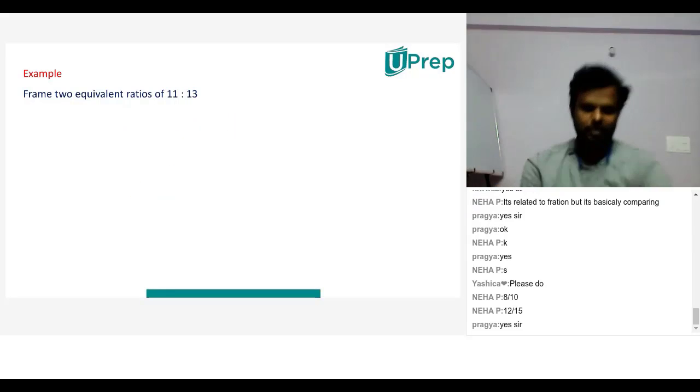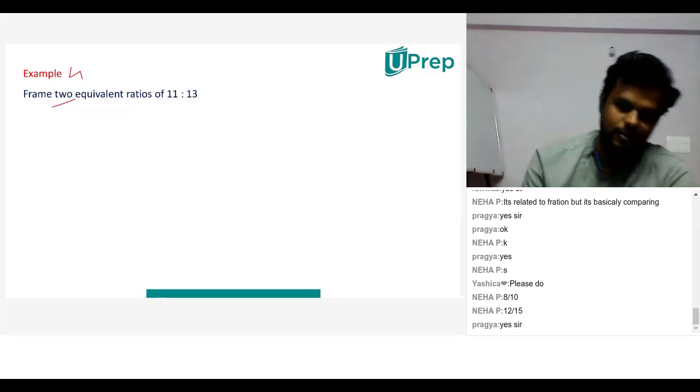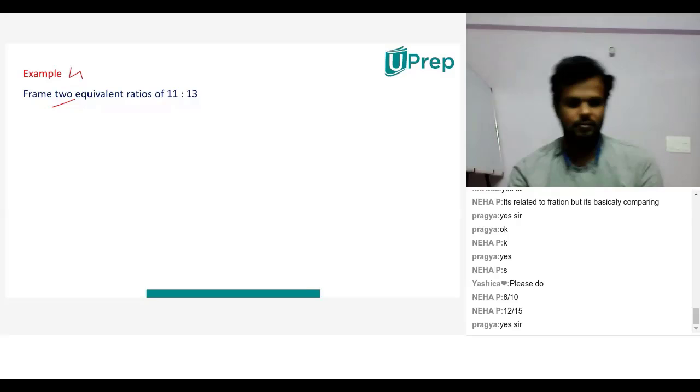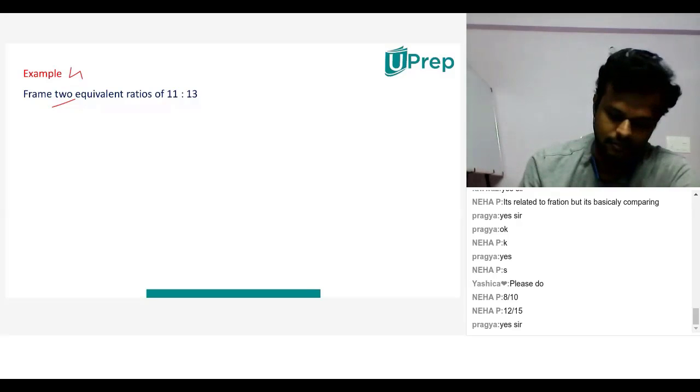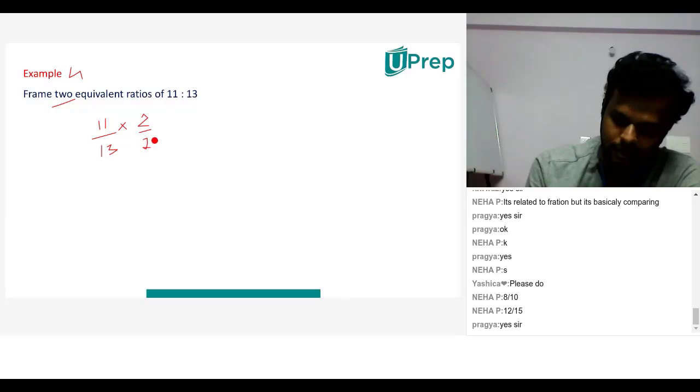Children, try this. Now instead of 2, I want you to go for 4. Go for 4 equivalent ratios for this, children. Sir, I did a 4 and 5, so it is 44 upon 52 and 55 upon 65. Yeah, it's okay. I said 4, right? You have only done 2. So children, what you do for first, you can multiply with 2 in the numerator and 2 in the denominator. So you get 22 by 26.